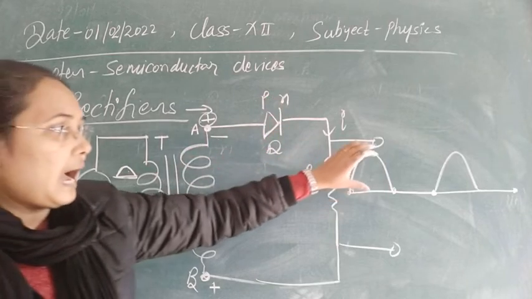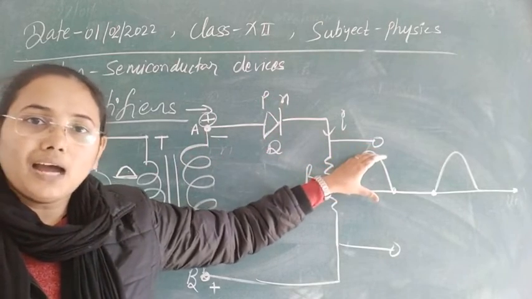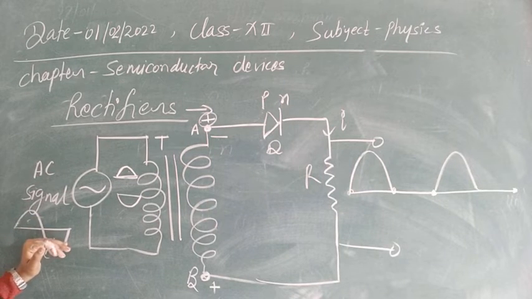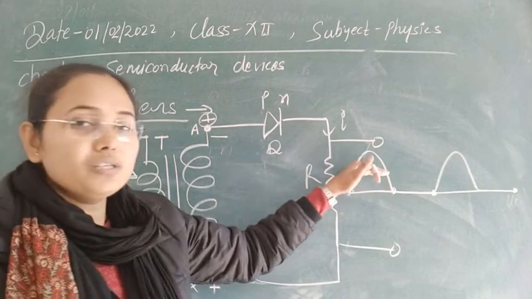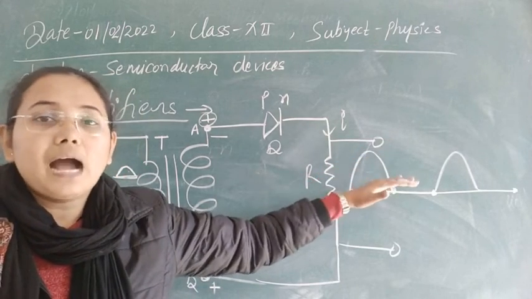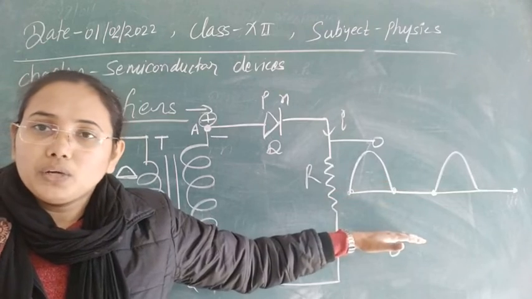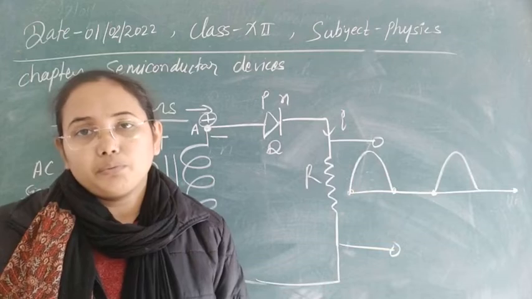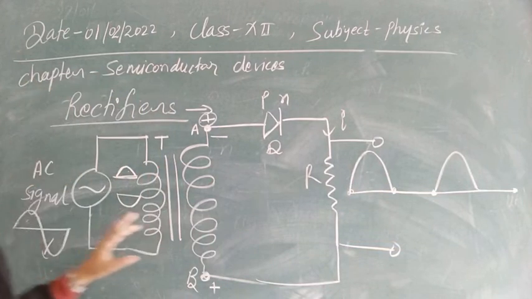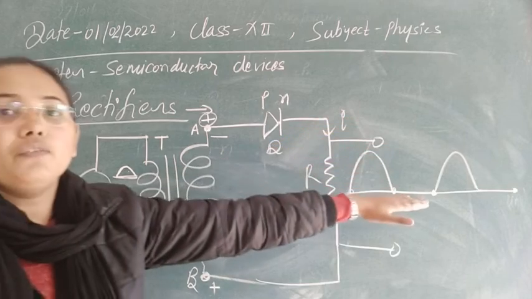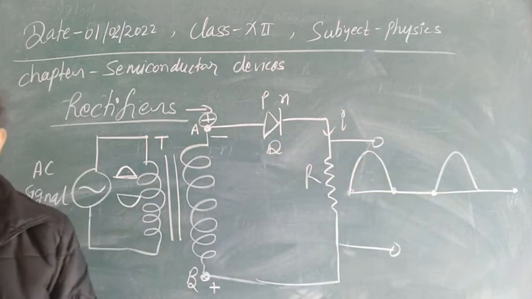So only half of the signal is obtained in the output. For one complete signal, positive and negative, both halves are applied, but because of the diode, only the positive half is obtained. That's why it is known as a half wave rectifier, meaning it rectifies only half of the wave of the applied input signal. So this is the whole construction, working, and input-output diagram for the half wave rectifier.